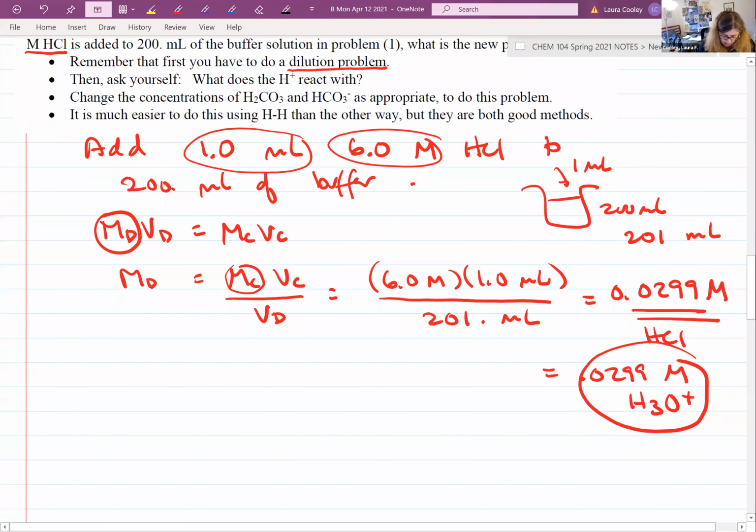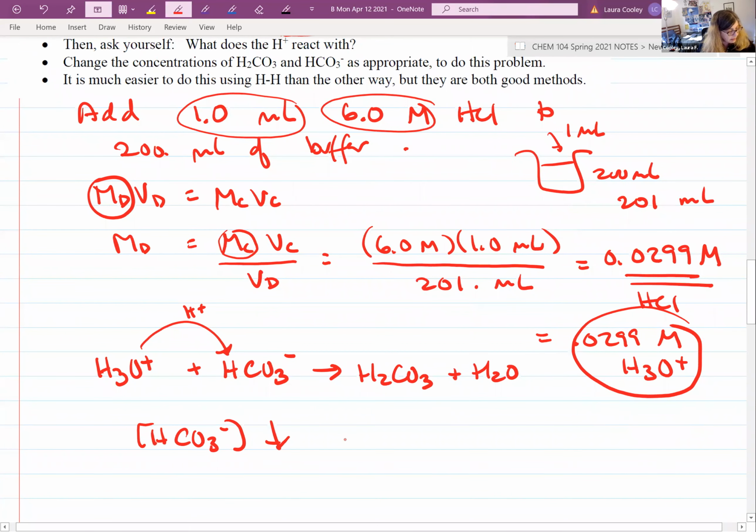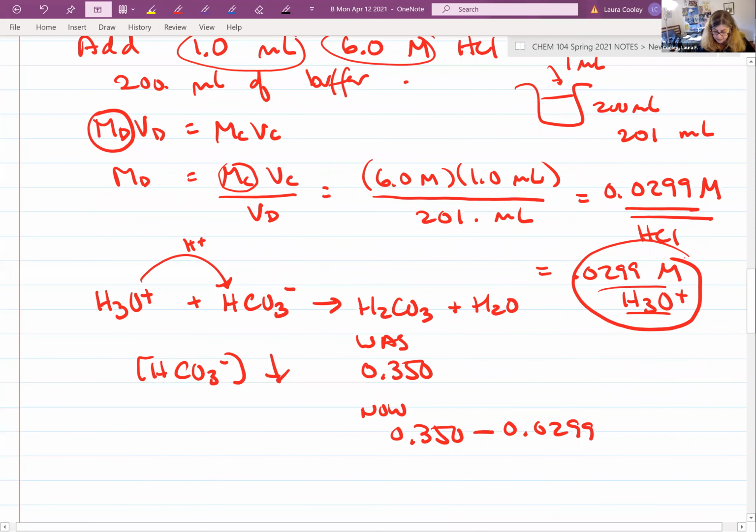I don't have time to exactly do this with you, but what happens is that H3O plus reacts with the bicarbonate, the base part of the buffer, forming the acid part of the buffer. So the concentration of HCO3 minus decreases. What was it before? It was 0.350. Now you have to subtract the amount that reacts with the H3O plus, which is the amount of H3O plus that was added. So this is going to be its new concentration, 0.320.